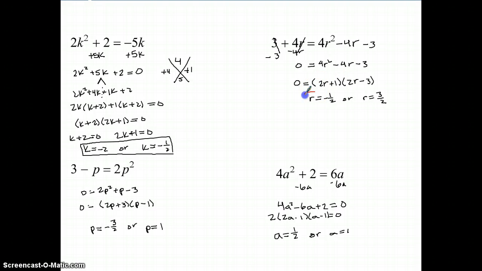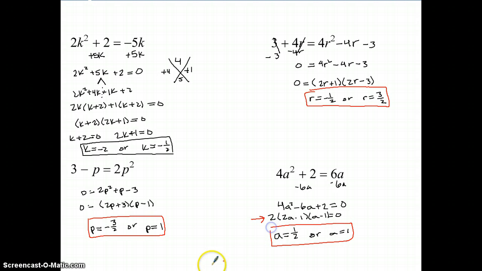From the first, you should have r equals negative 1 or r equals 3/2. Second, you should have p equals negative 3/2 or 1. And last, remember you should have factored out a GCF of 2 before factoring your trinomial, leaving you with a equals 1/2 or 1.